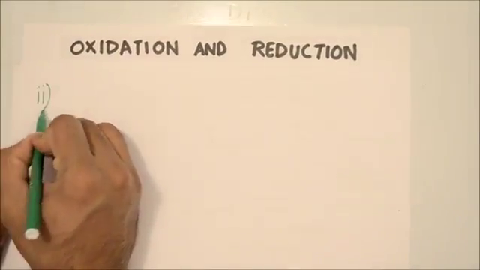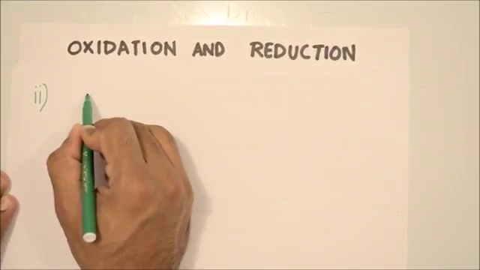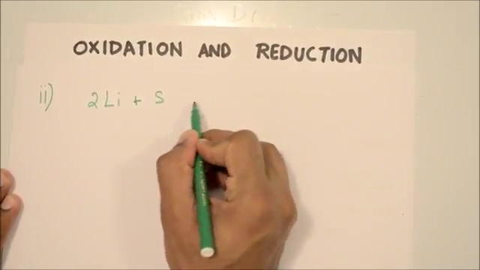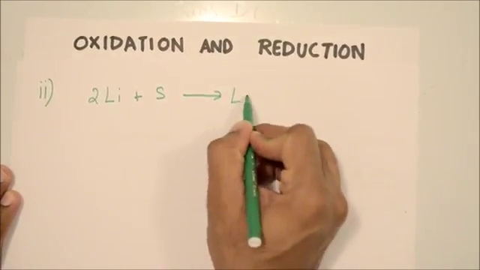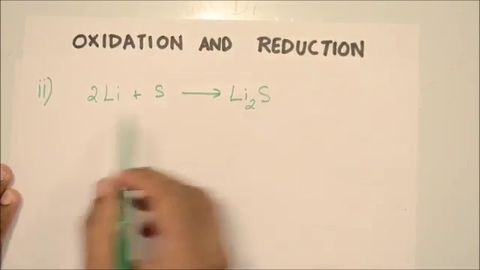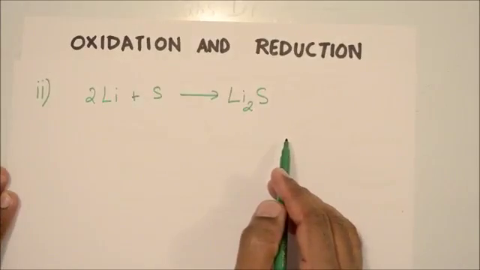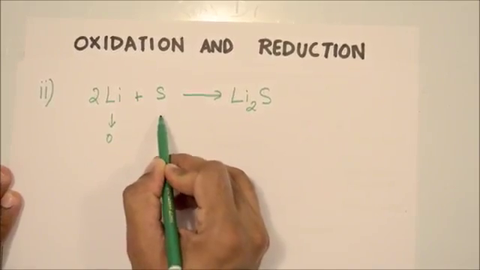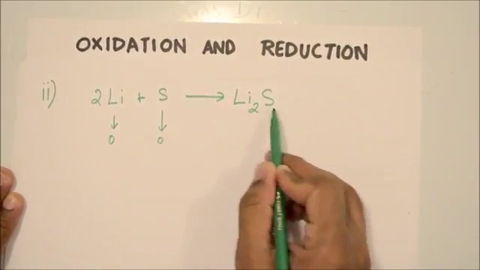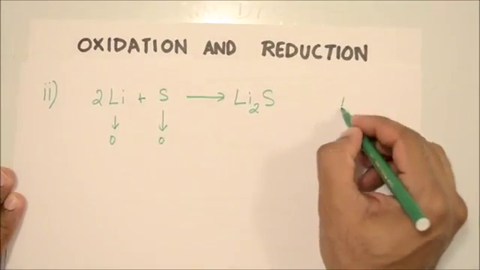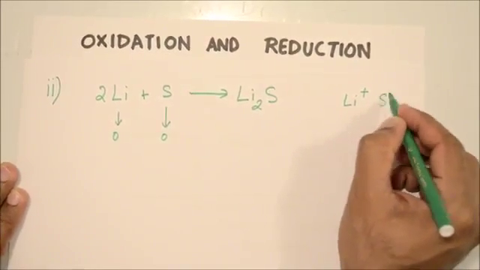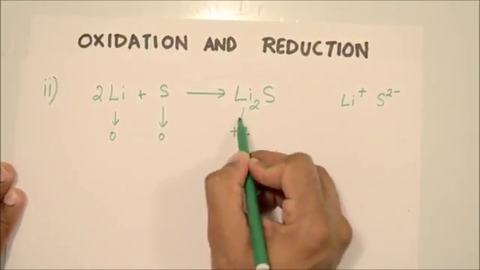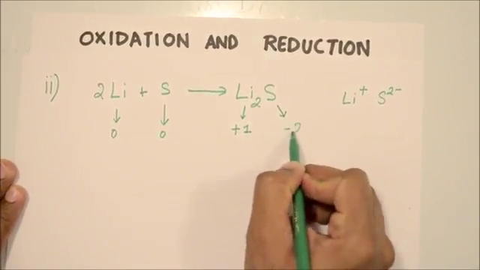If we take up another example, the second example, we have a reaction between lithium and sulfur forming lithium sulfide. We need to find out in this reaction what is oxidized and what is reduced. According to the rules, lithium will have 0 because it is in the elemental form, and sulfur is also in the elemental form, so it should be 0. But in Li2S, lithium sulfide, lithium will have a +1 charge and sulfur will have -2 as the charge.